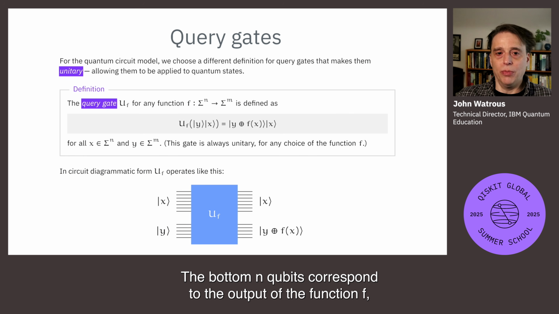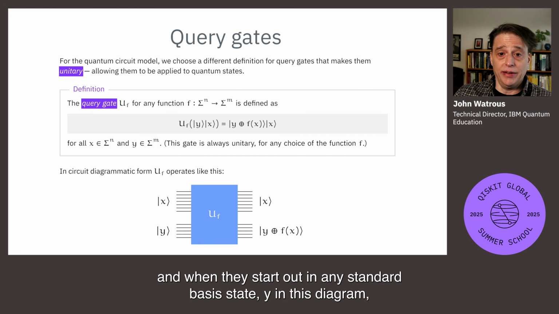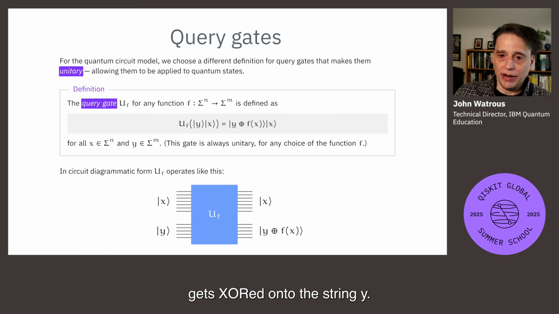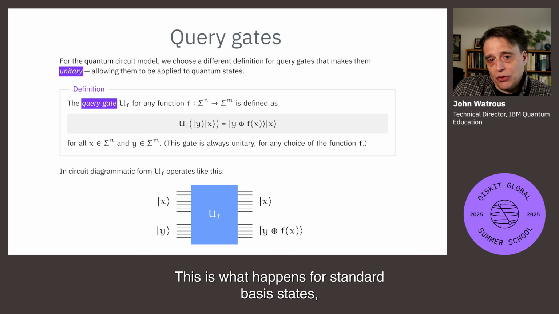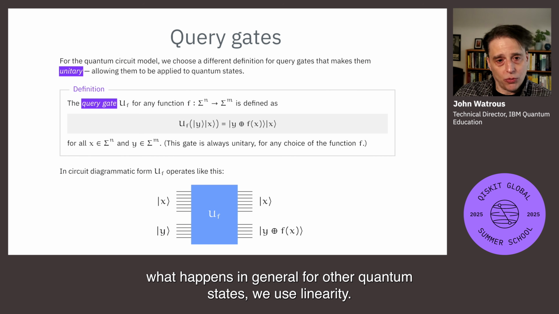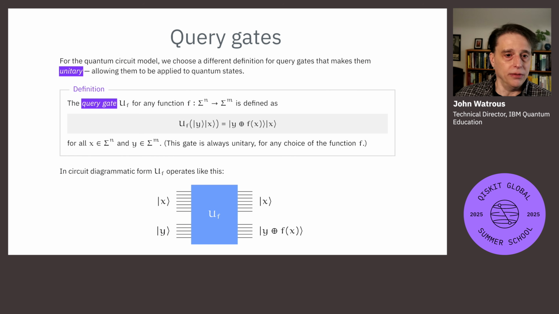The bottom m qubits correspond to the output of the function f, and when they start out in any standard basis state, ket y in this diagram, what happens is that the output of the function f of x gets XORed onto the string y. This is what happens for standard basis states, and if we want to know what happens in general for other quantum states, we use linearity.